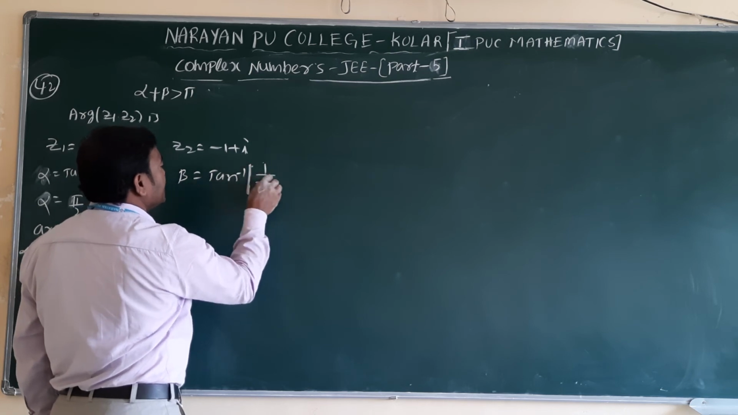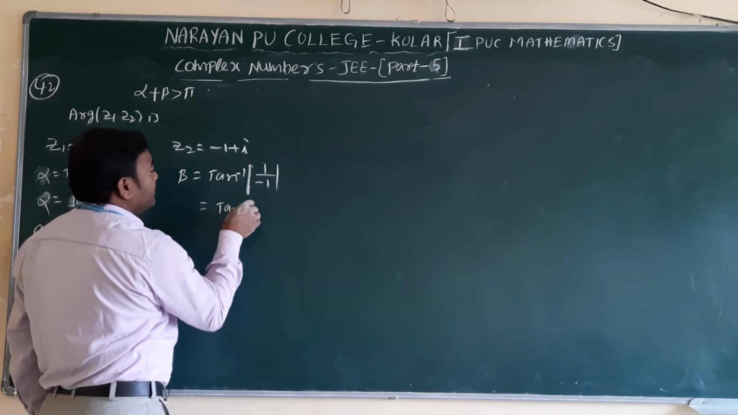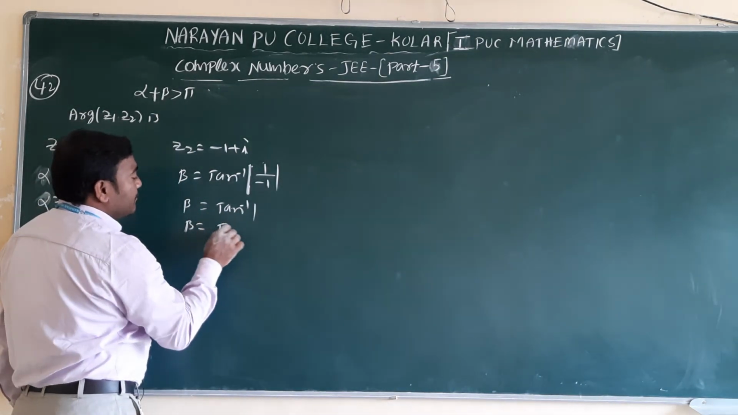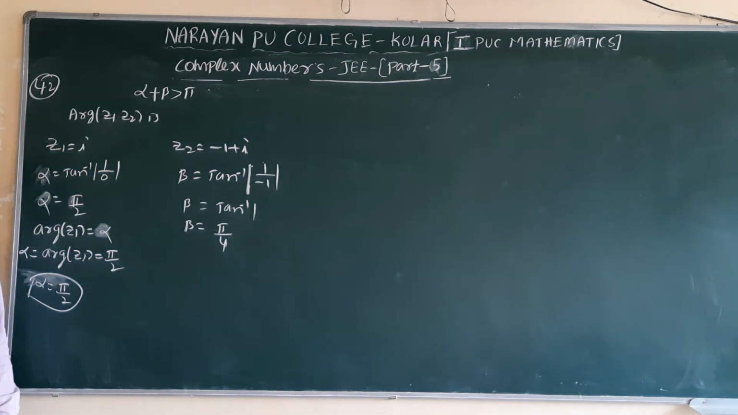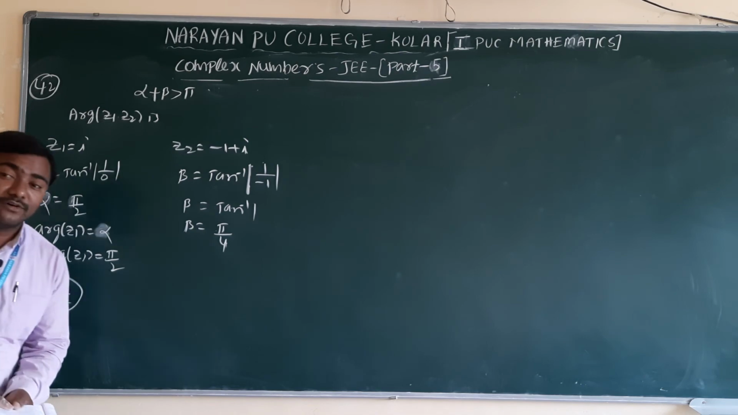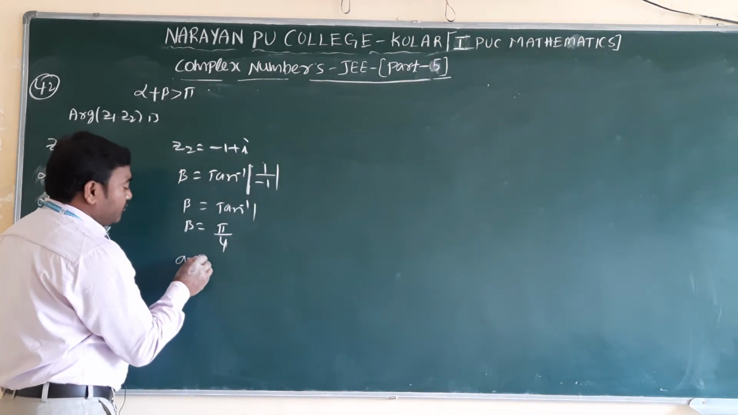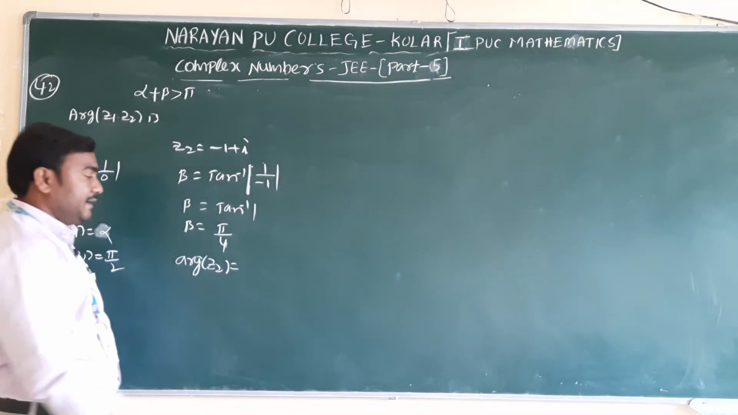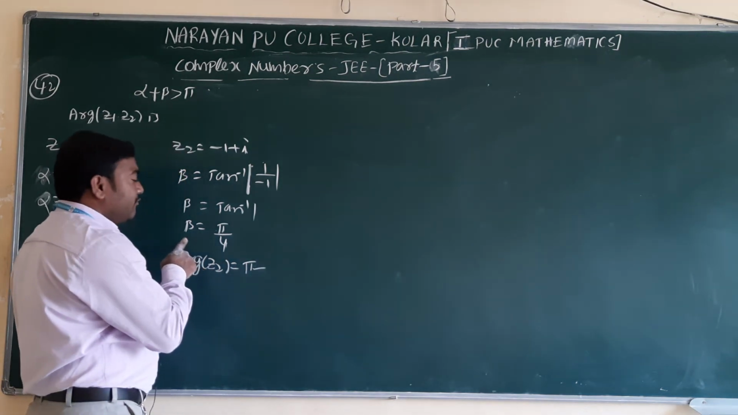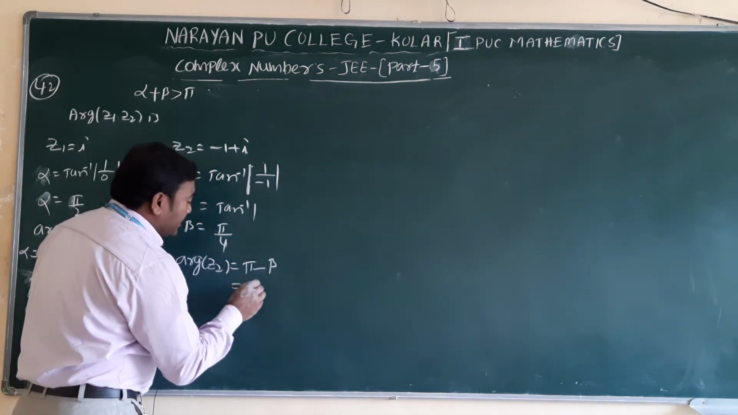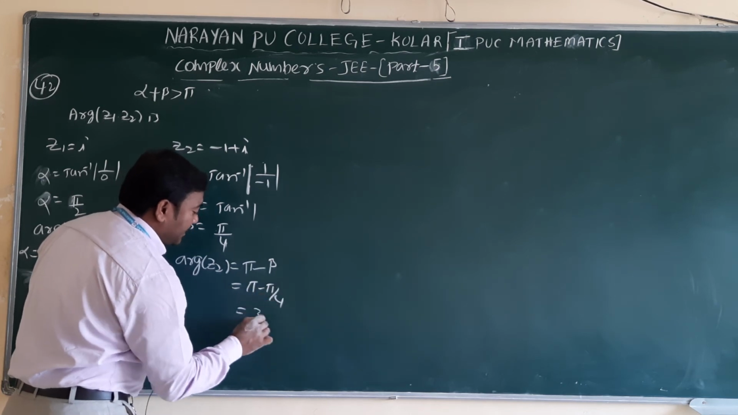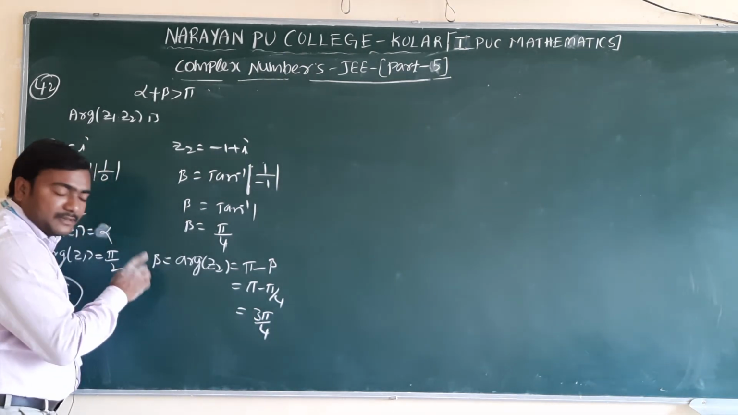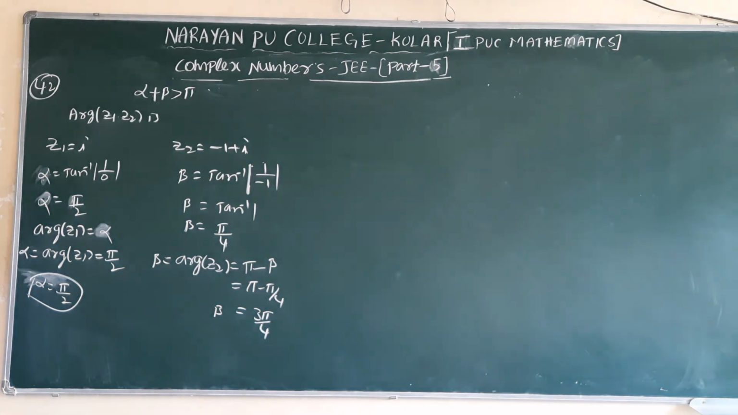But minus 1 plus i lies in which quadrant? The second quadrant. In the second quadrant, the argument of z2 is pi minus theta, where theta here is the value we found, pi by 4. So pi minus pi by 4 gives 3 pi by 4. So the beta is equal to 3 pi by 4.